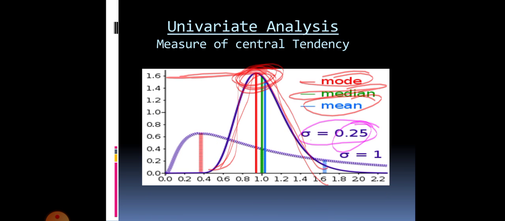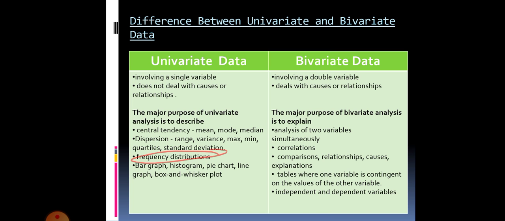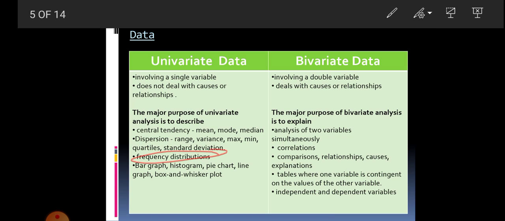So now we will go back to the differences. In this way, with the help of univariate data, central tendency can be explained very properly, as well as dispersion, frequency distribution, bar graph, histogram, pie chart, line graph, and box and whisker plots. You can analyze these very easily with the help of univariate data.